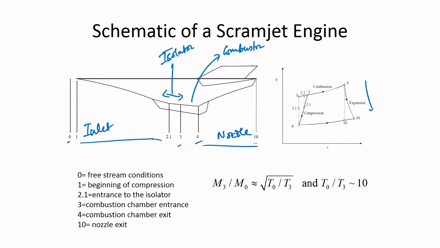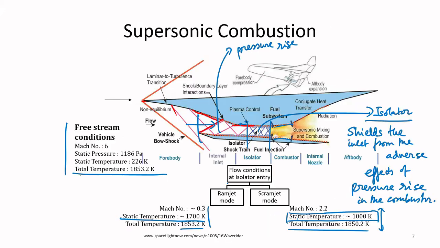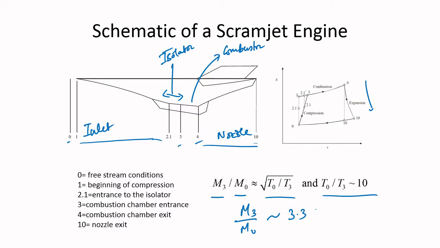So, typically if your inlet Mach number is m0 and your combustion chamber entrance Mach number is m3, then this relation typically holds, and it has been shown that for the large Mach number limit, for large m0, it is essentially T0 by T3, and T0 by T3 is of the order of 10. So, this m3 by m0 essentially becomes the square root of 3.33, something like that. So, if this Mach number is 6, this becomes a Mach number of 2 or something like that.